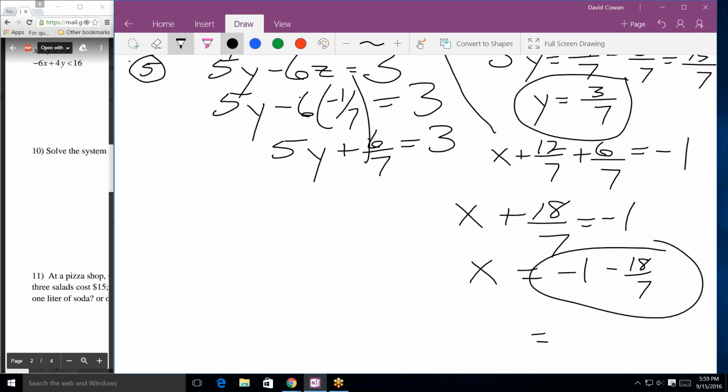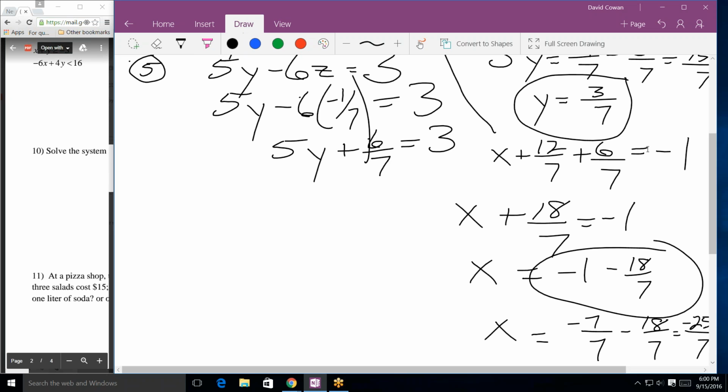It's terrible, right? It always gives people a little trouble, and it's only because of one thing. And it's because this is an integer. How many sevenths is minus 1? 7. Yeah. So I need to find a common denominator here. So I really have minus 7/7, that's minus 1, minus 18/7, which is minus 25/7, that's x. So you have all three solutions now.